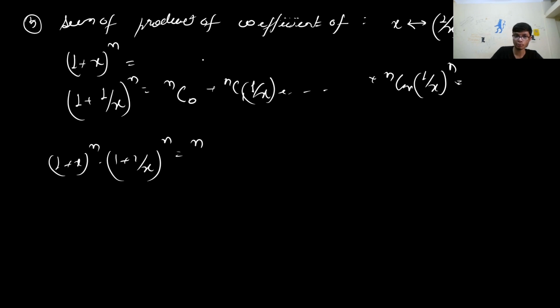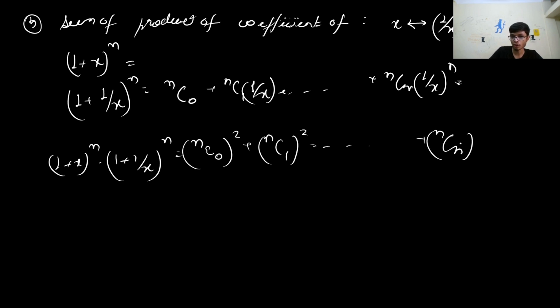So if I take the product of the corresponding terms, then this will become nC0 whole square plus nC1 whole square, and so on up to nCn whole square. And this result is nothing but a sum of the squares of the binomial coefficients, or I mean to say the product.